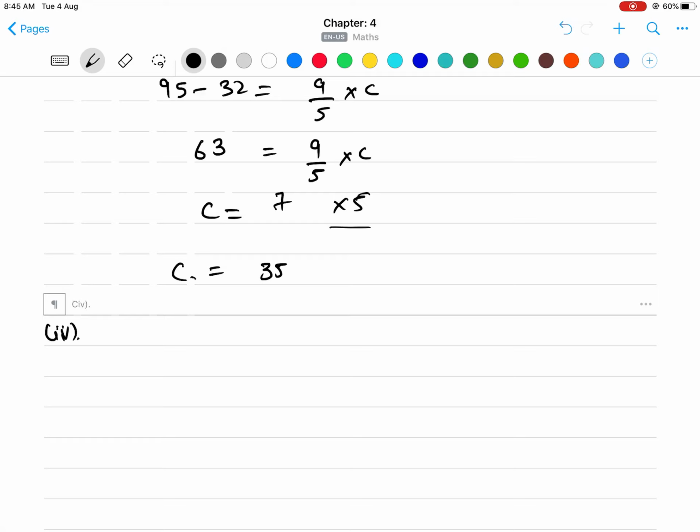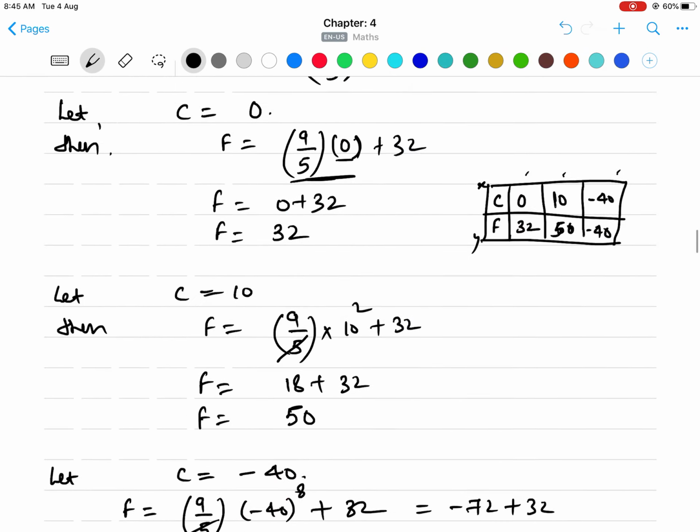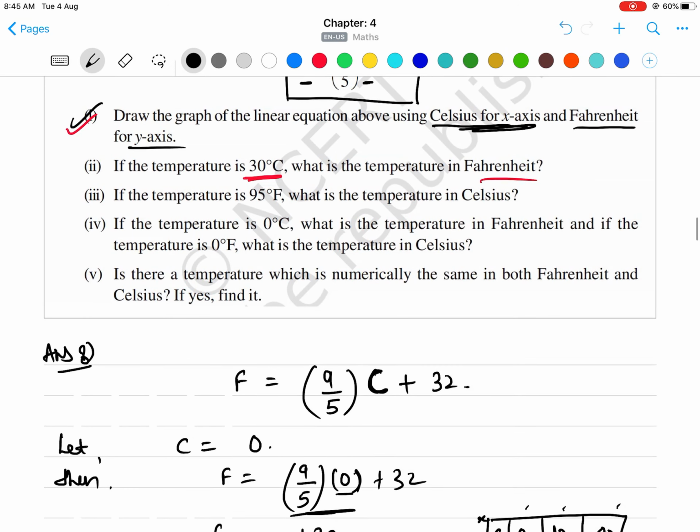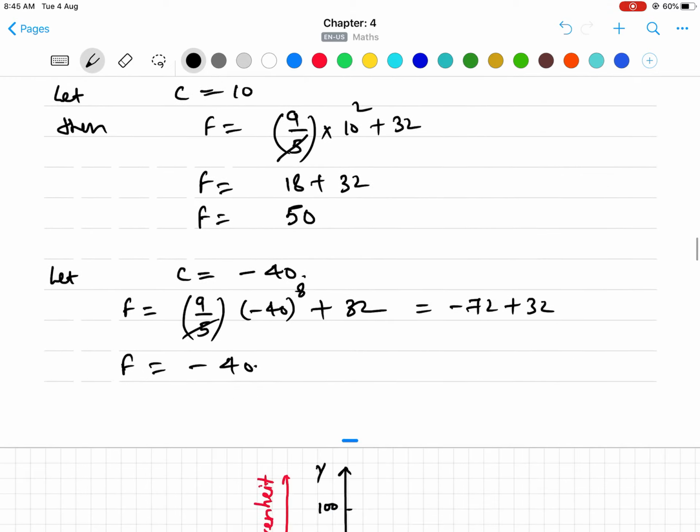Next one is part 4. If the temperature is 0 degrees Celsius, what is the temperature in Fahrenheit? And if the temperature is 0 degree Fahrenheit, what is the temperature in Celsius? That means first you will put the value of C as 0, then you will get the corresponding value of Fahrenheit, and then we'll put F equal to 0, then we will get the corresponding value of degree Celsius.